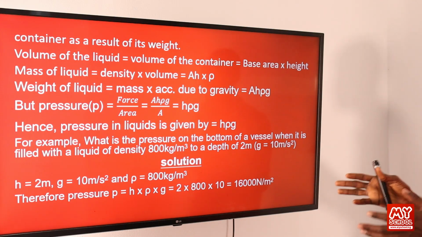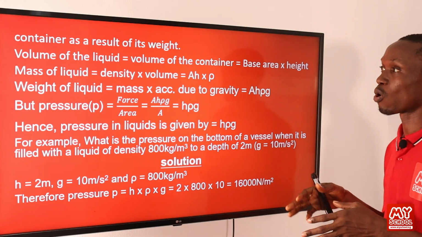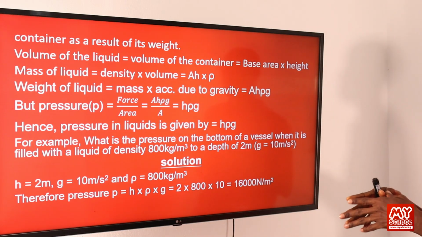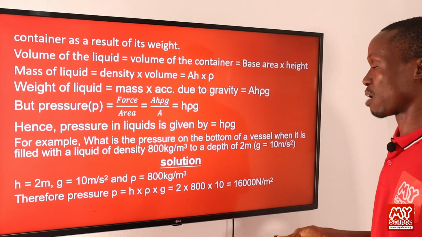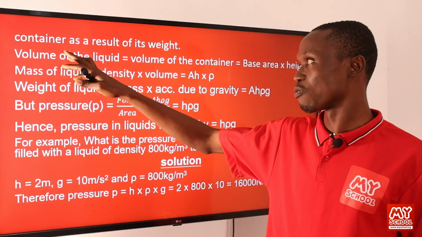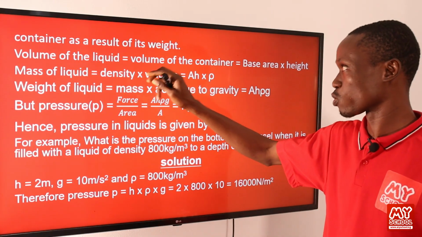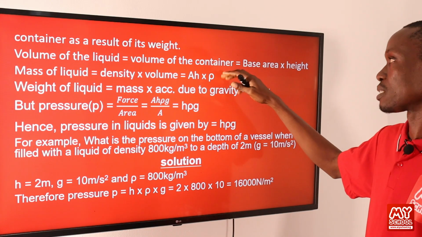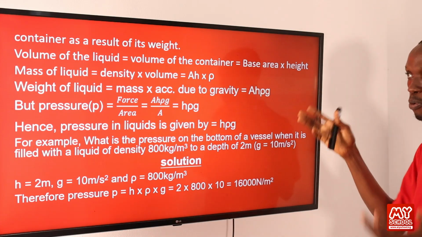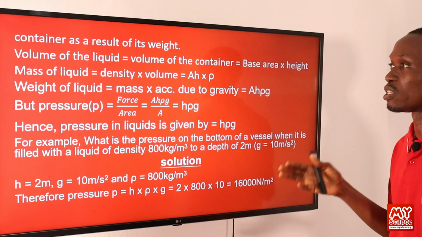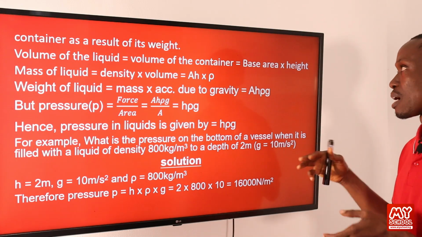Okay, it does not have a definite shape. So it actually depends on the container in which that liquid is found. So the volume of the liquid is equal to the volume of the container, right? And that object there is a cuboid, and we know that the volume of a cuboid is equal to length times breadth times height, right?